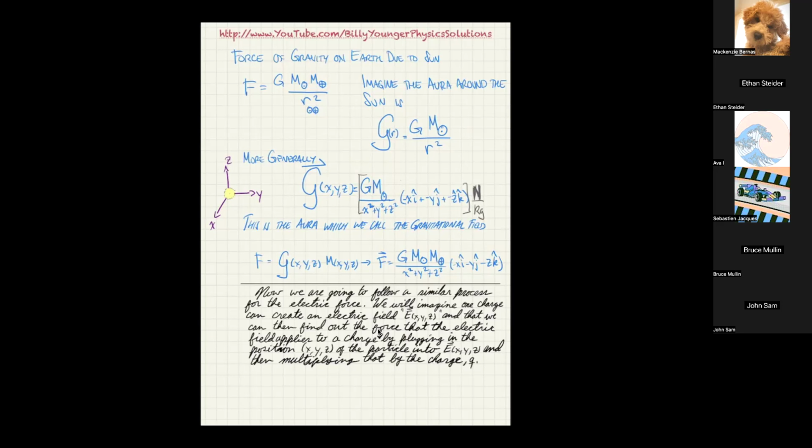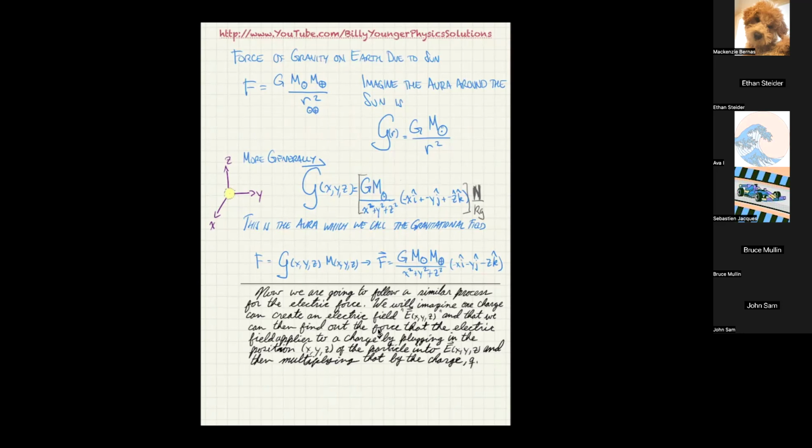So now that I've recapped that, let me tell you in sentence form how I'm going to deal with the electric field. I said, now we're going to follow a similar process for the electric force. We will imagine one charge, I'm going to call that capital Q, by the way, can create an electric field E of X, Y, Z, and that we can then find out the force that the electric field applies to a charge lowercase q.